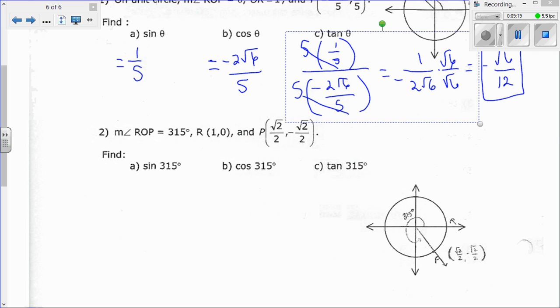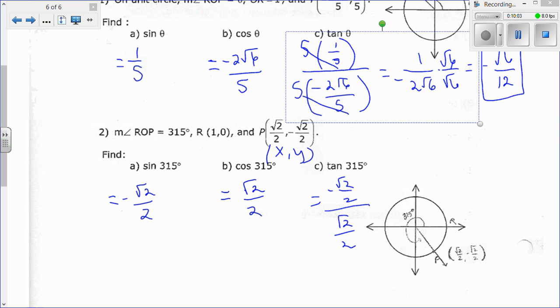And finally, for the last one, the measure of angle ROP is 315 degrees. R is the point (1, 0), and P is the point (radical 2 over 2, negative radical 2 over 2). So find the sine of 315 degrees. Remember, this has not changed from the last problem. Sine is y, so in this case it is negative radical 2 over 2. Cosine is x, so it's radical 2 over 2. And then tangent is y over x.